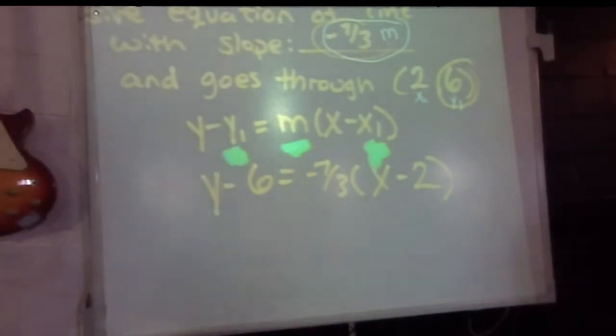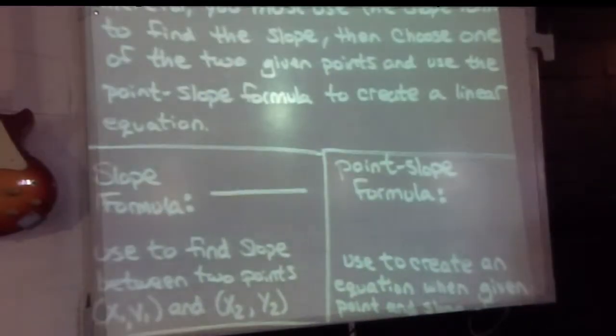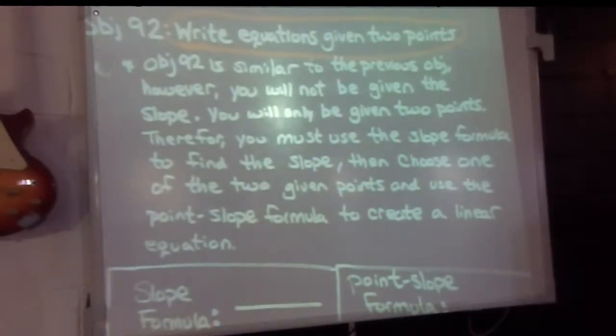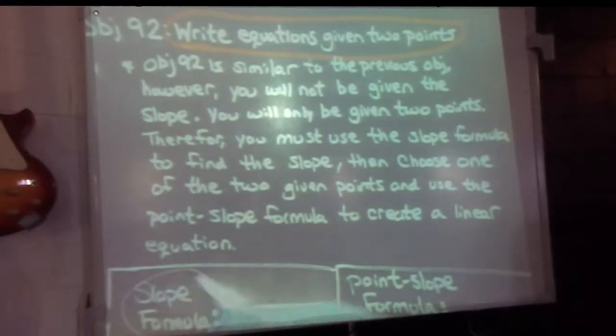And a lot of times they'll want you to make the equation and then get it into slope-intercept. But you have to start out with that recipe. Now today, instead of giving you a slope at all, they're just going to give you 2 points. So this is similar to the previous objective, except you're not given a slope. You just have those 2 points. So what you've got to do is, anytime somebody gives you 2 points, you can find the slope between those 2 points using the slope formula.